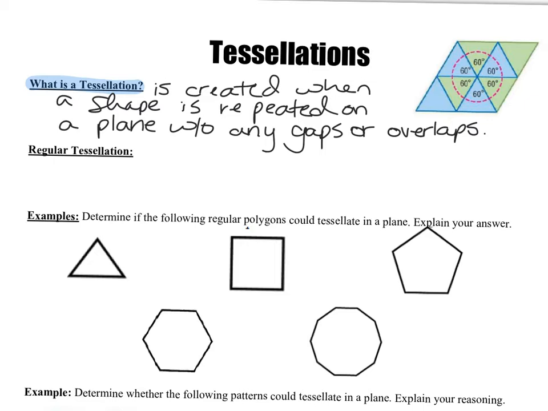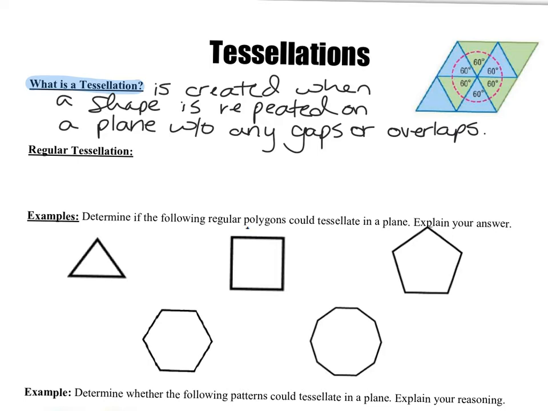So a perfect example of a tessellation would be like a bathroom floor. If you have a tile floor anywhere in your house, usually in the bathroom, all of the tiles are perfectly laid next to each other. There are no gaps where you can see the structure of the house, the floor, and none of the tiles are overlapping. That's what a tessellation is.